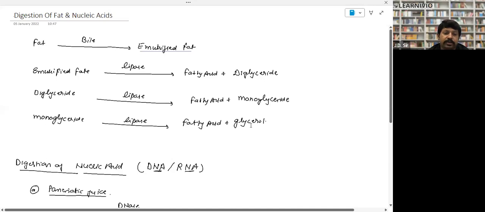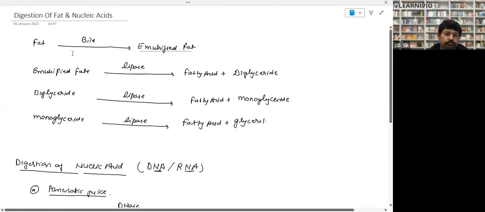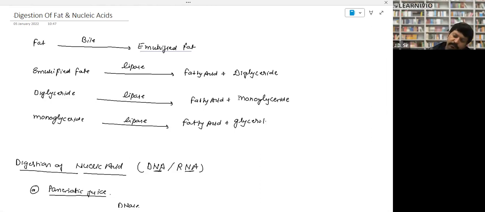So that's how the digestion takes place in the small intestine. Now, first, please note down this one. This is the digestion of fat. Digestion of fat takes place only in the small intestine, neither in the stomach nor in the mouth.